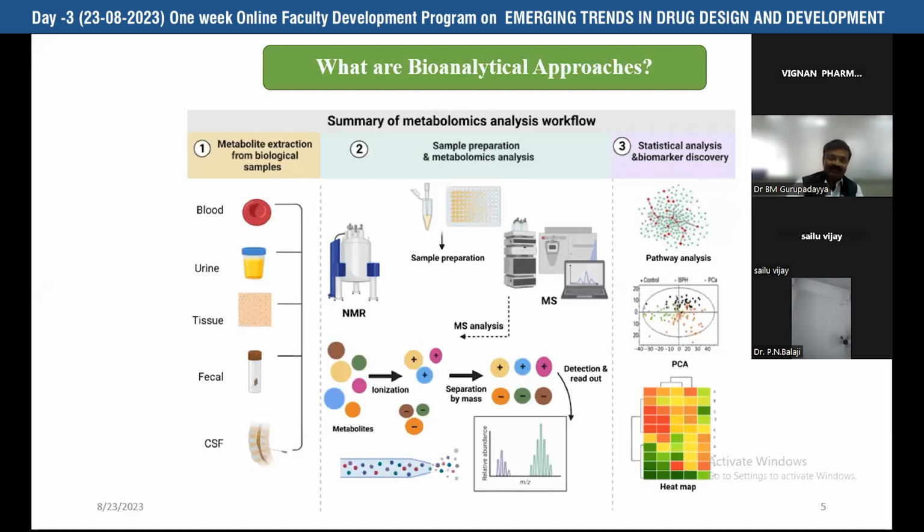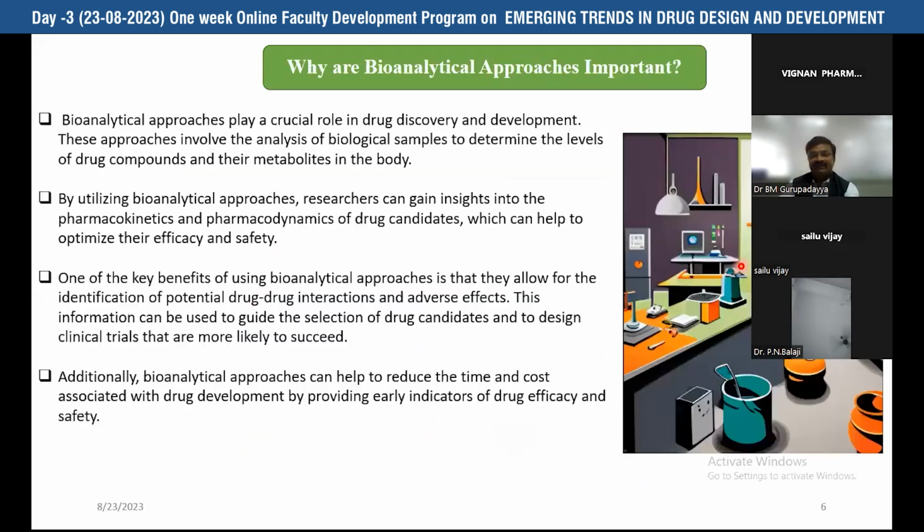This concept of the biomarker is again important. Biomarkers are helpful for the identification of certain disease conditions, and these biomarkers are also identified by using instruments. So, in such cases, these are the different segments of bioanalytical approaches. So the question is, why are bioanalytical approaches important?